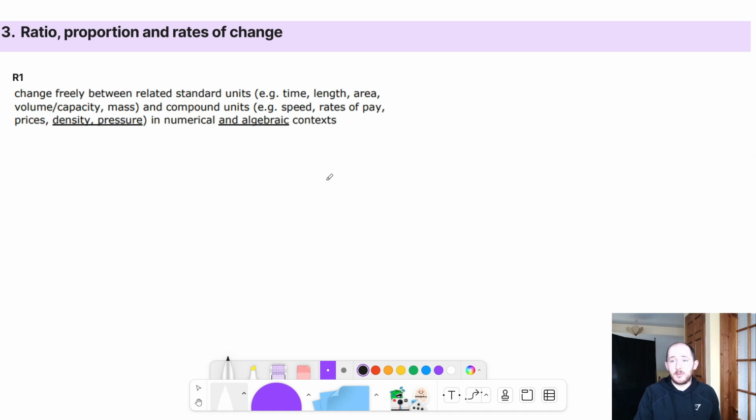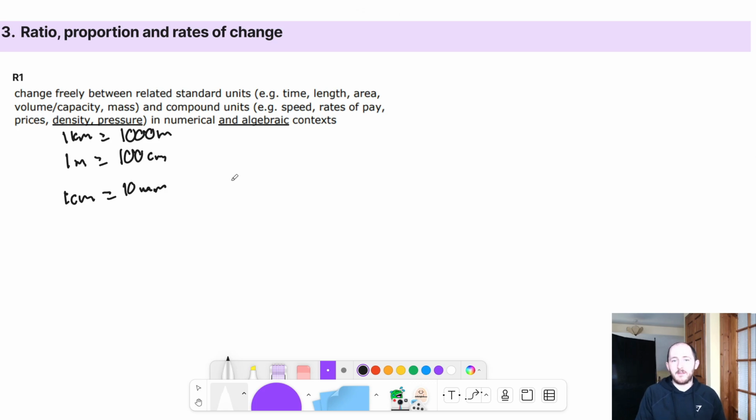So, for example, you may have to change from minutes to seconds, from days to hours. With the length, you need to be able to change between, you should know the fact that 1 meter is equal to 100 centimeters. And 1 centimeter is equal to 10 millimeters. And from there, 1 kilometer is equal to 1,000 meters, right?